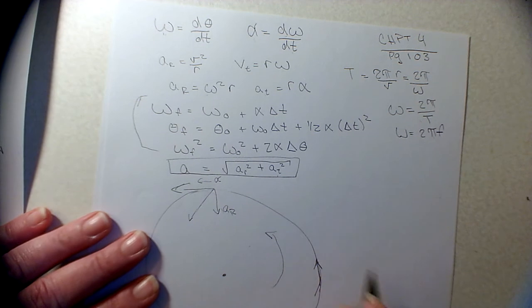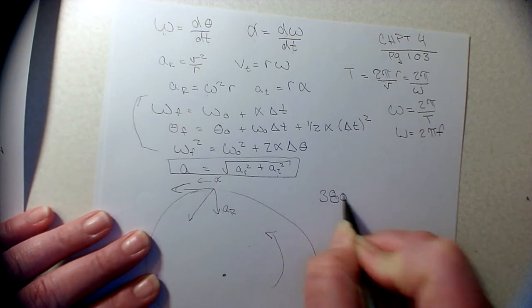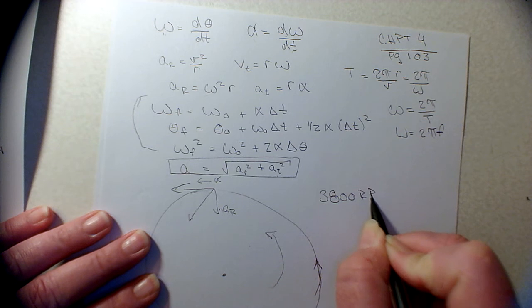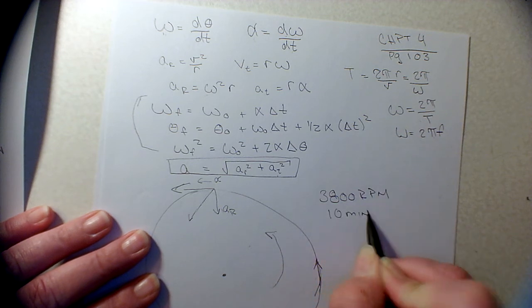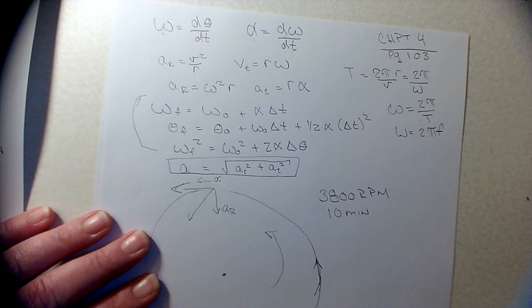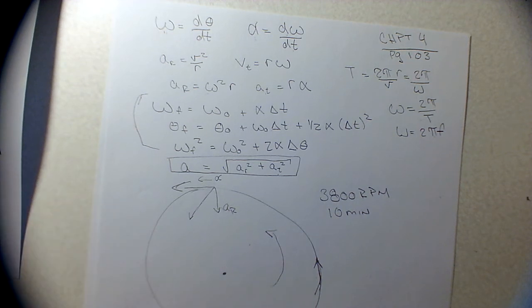So this is handy because the first question that I came up with for you to give a go says that I have this guy here rotating at 3,800 RPMs, and it takes 10 minutes to come to a stop. So if it's rotating at 3,800 RPMs and it takes 10 minutes to come to a stop, what's its total theta? What's its total angular displacement? So pause that and see, have I given you enough information to solve that? Or what do you think we can do?